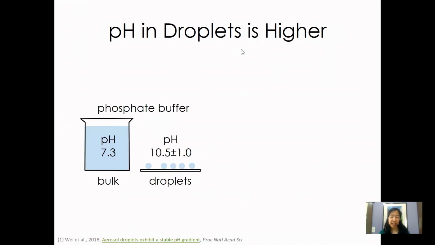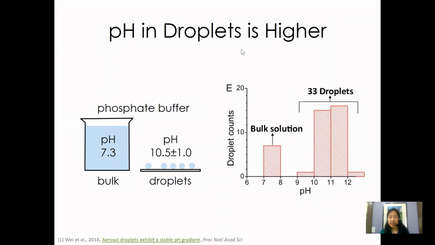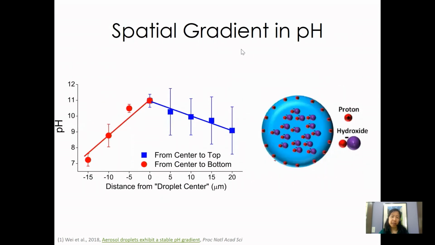And we find that if we start with phosphate buffer, which has a pH of 7.3 in bulk, just sitting in a vial or in a beaker, and we atomize that, when we look at droplets, we can get down to about 10 to 20 microns in size. We find that the pH is actually 10.5 in these. And so that's going to have big effects on the chemistry. We measured this for 33 droplets, and this just shows the distribution of pH, that in the bulk solution, it was somewhere in the range of 7 to 8, and in our droplets, it was in the range of 10 to 12.